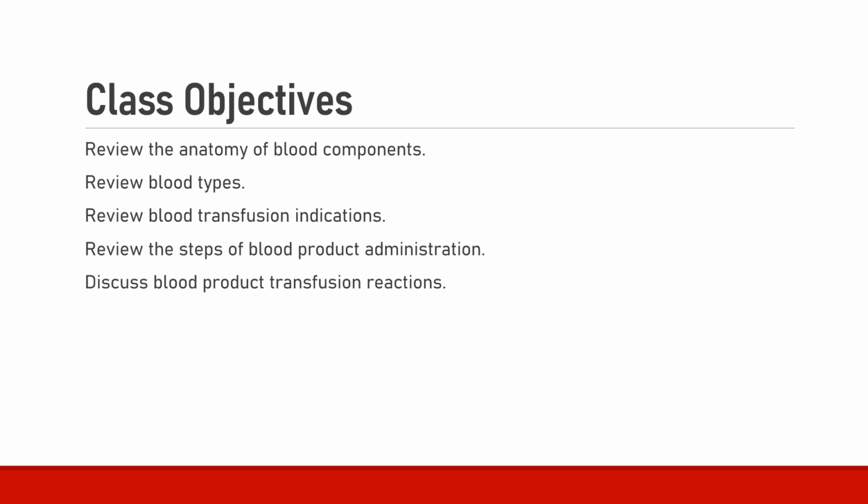So just to review the class objectives today, we're going to review the anatomy of blood components, the different blood types, and kind of go over that just as a refresher. We will talk through some blood transfusion indications that you may see, really focus on the steps of blood product administration, and discuss blood product transfusion reactions. So you guys will actually break into groups a little later on and work through the steps for blood product administration, and then we'll have a little bit of a fun activity at the end for you to kind of focus in on some of these transfusion reactions that you might see.